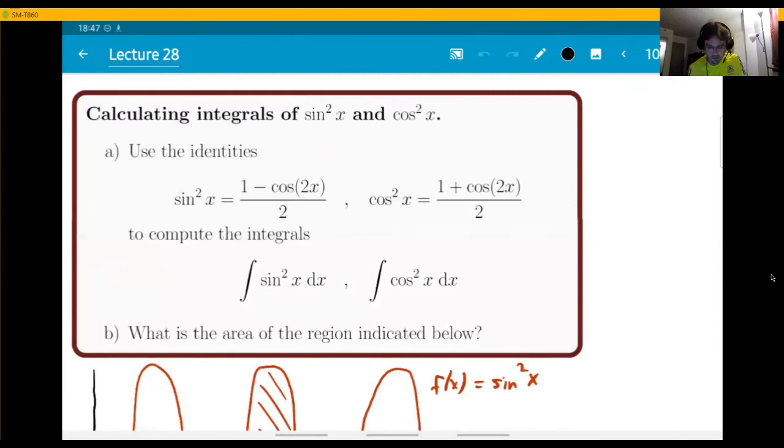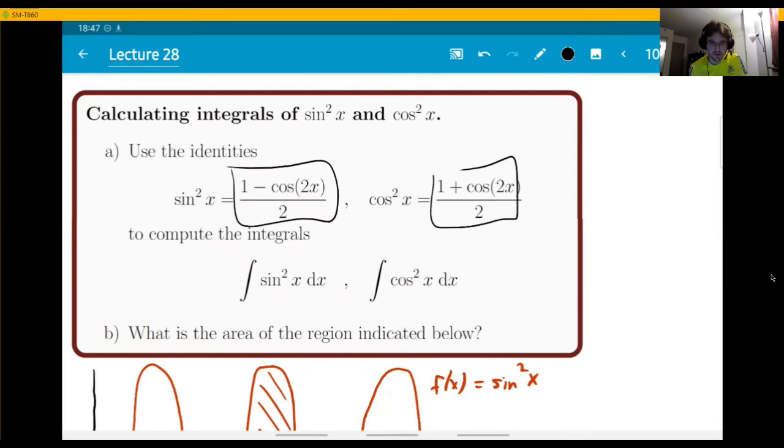Next example, this is also one that I mentioned in class, at least item A, in one of the lectures, and I said, let's leave it for later. So first of all, they want us to compute indefinite integrals of sine square and of cosine square using these identities, which by the way are true identities.